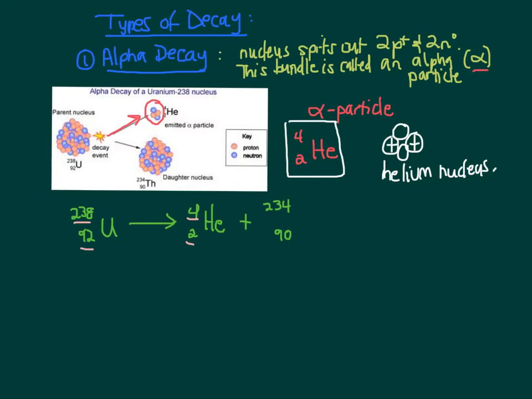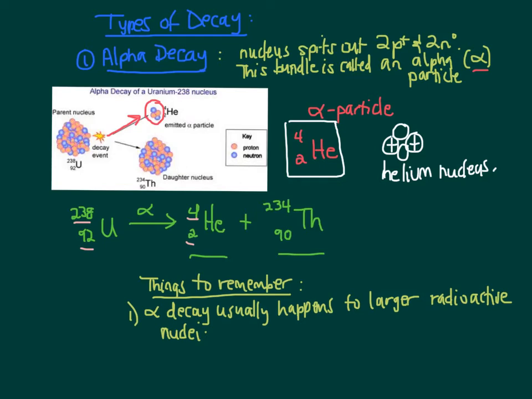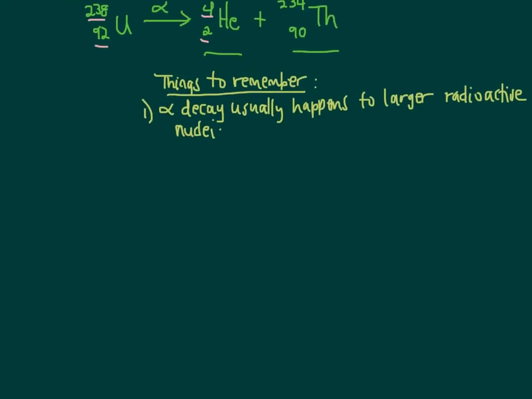And of course, if you were to look that up on your periodic table, you would know that you had thorium. So in this particular reaction, uranium-238 goes through alpha decay to produce an alpha particle and thorium-234. Okay, so there's some things to remember about alpha decay.